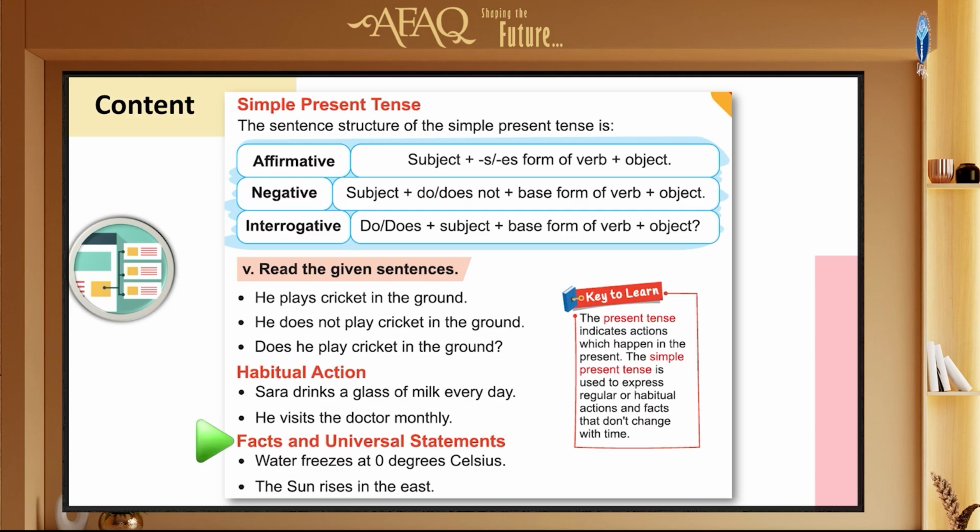Here we have some facts and universal statements. Facts means which we cannot change, which are made by Allah Ta'ala, and there is no doubt about that. So I have 2 facts here, that water freezes at 0 degrees Celsius. This is the basic thing which cannot change. The next statement is the sun rises in the east. So the sun always rises in the east. That is something we cannot change. So it is a fact as well.